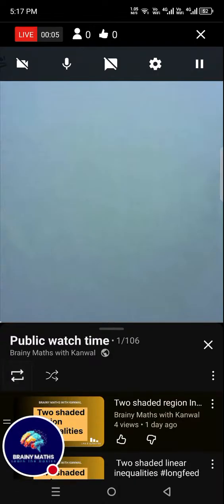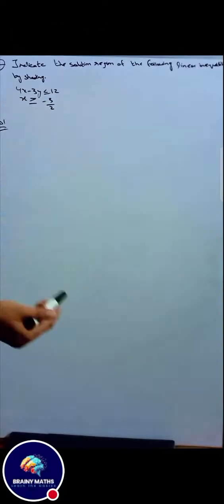Question: indicate the solution of the following linear inequalities by shading. We have to represent these linear inequalities by shading. Alright, so let's begin. The first is 4x minus 3y. We have to convert this into the associated equation or corresponding equation.